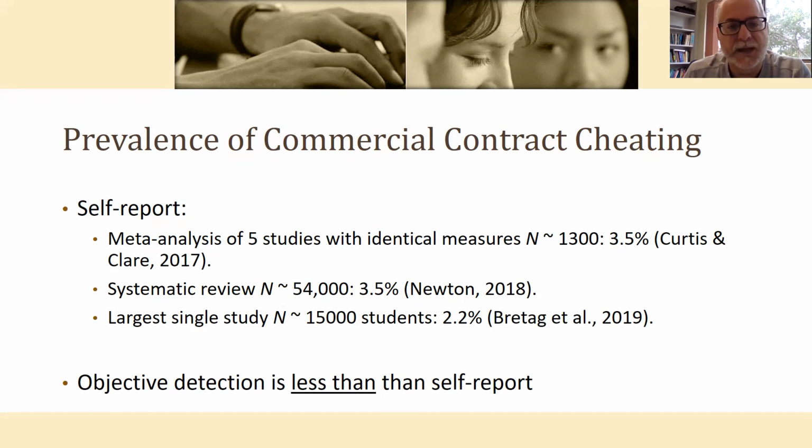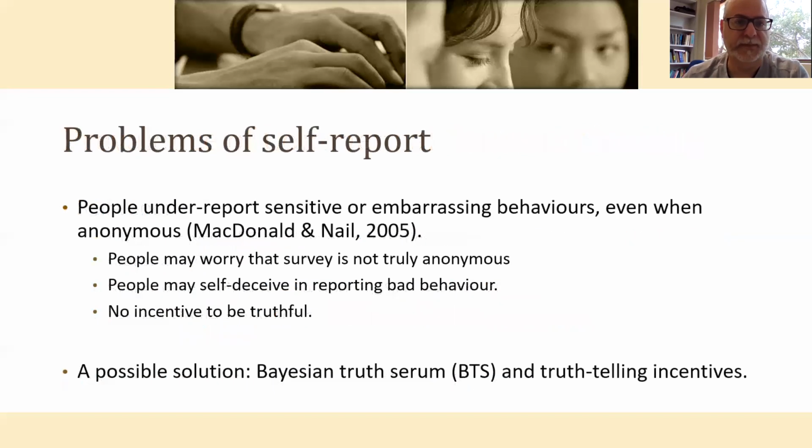Of course, as psychology researchers, one of the things that we know about anonymous self-report surveys is that people can underreport whether they engage in sensitive kinds of behaviour, and doing something like cheating at university is a fairly sensitive kind of behaviour. So this is where I'm getting to next.